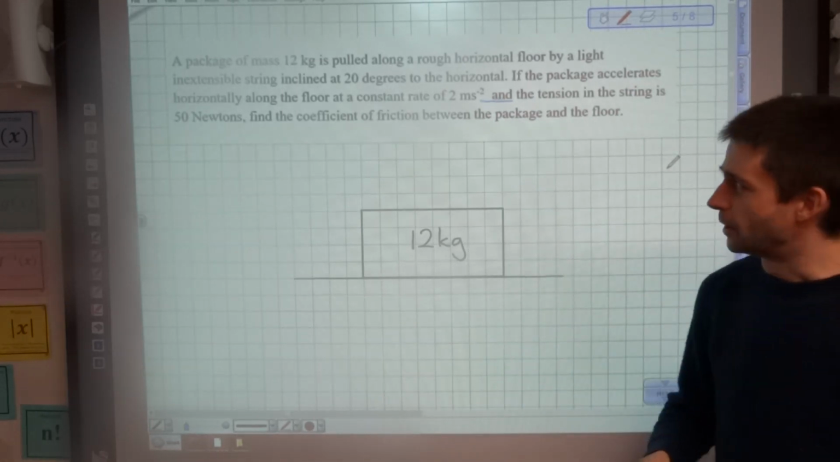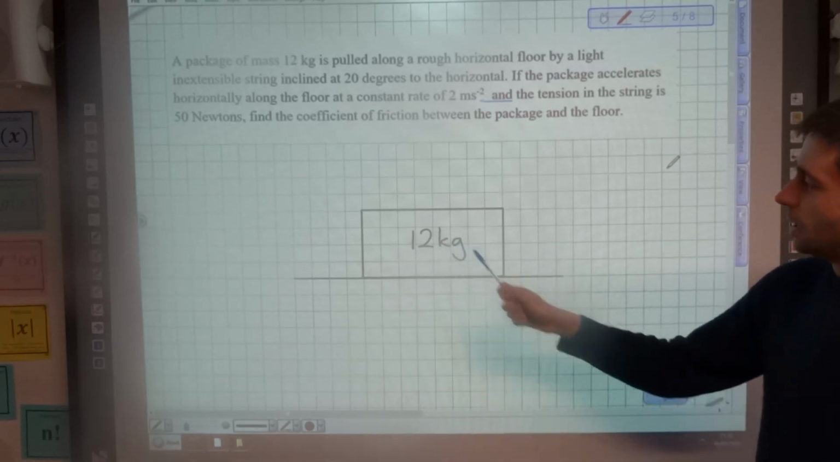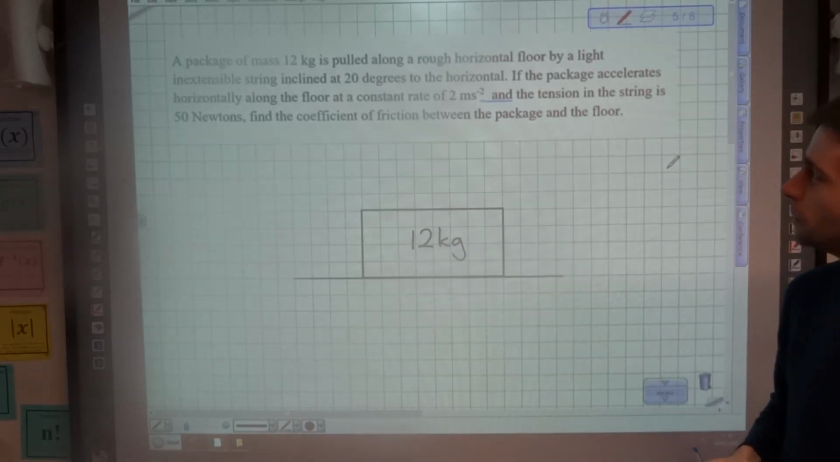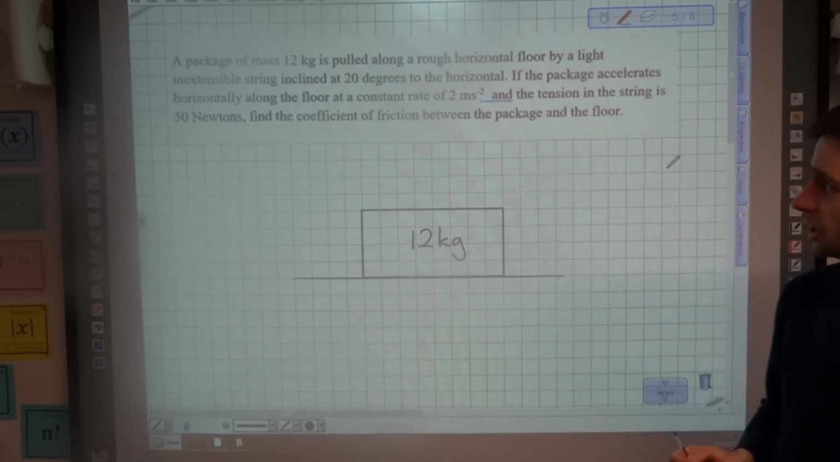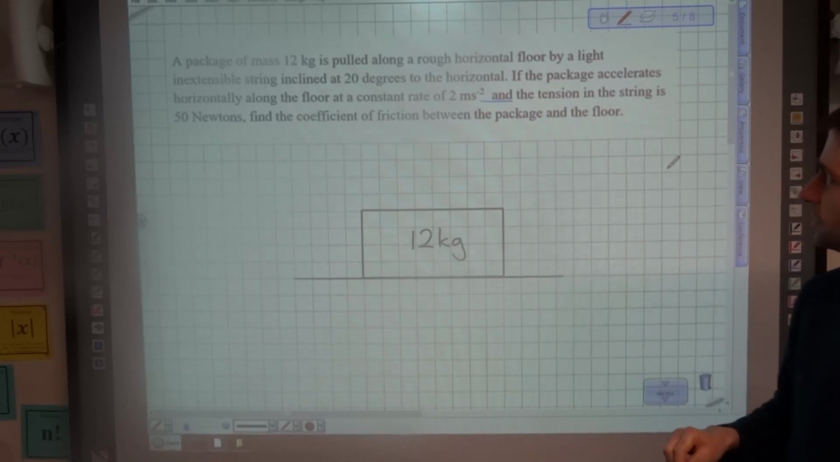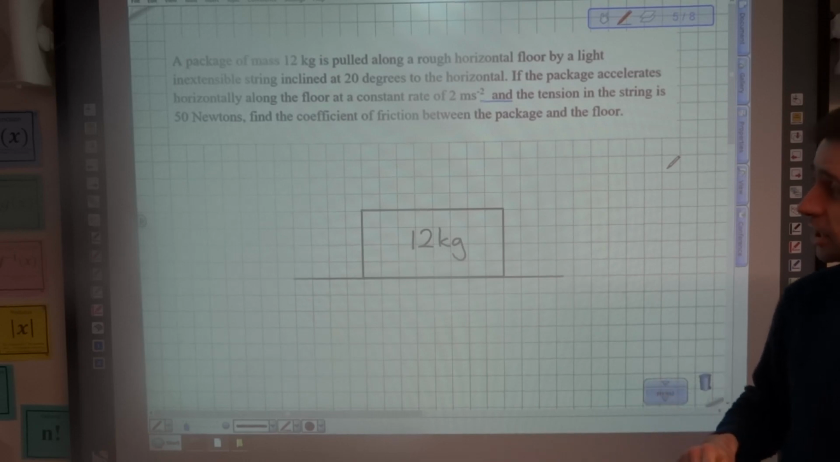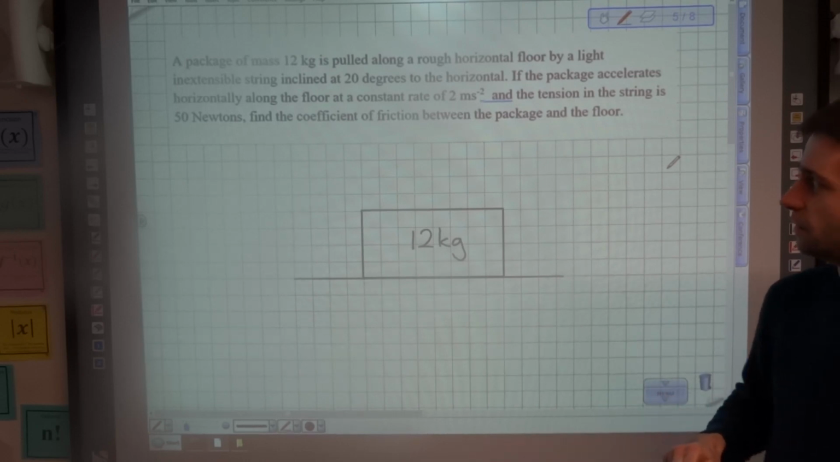Okay, here we have the scenario. A package of mass 12 kilograms is pulled along a rough horizontal floor by a light inextensible string inclined at 20 degrees to the horizontal. If the package accelerates horizontally along the floor at a constant rate of 2 meters per second, and the tension in the string is 50 newtons, find the coefficient of friction between the package and the floor.